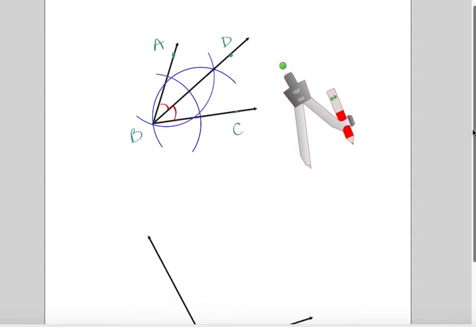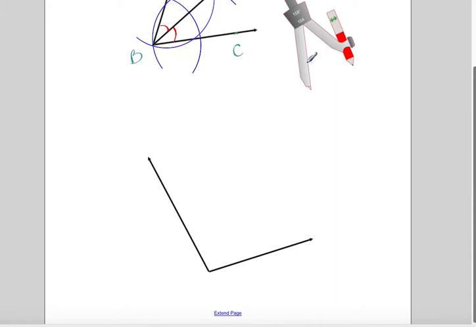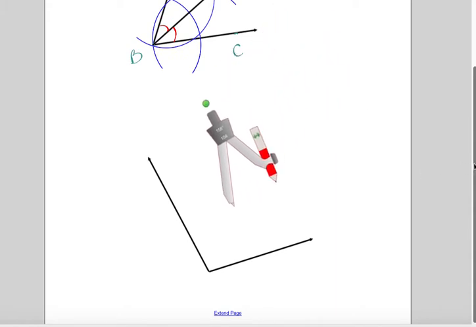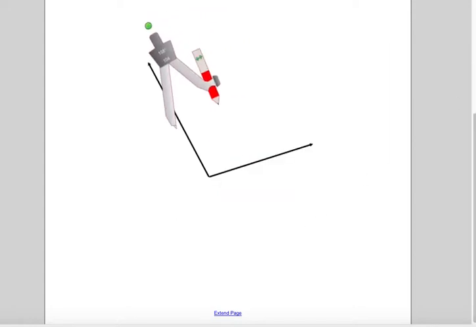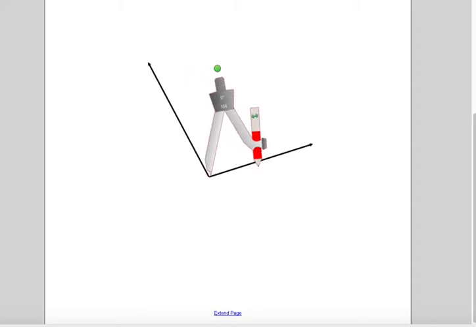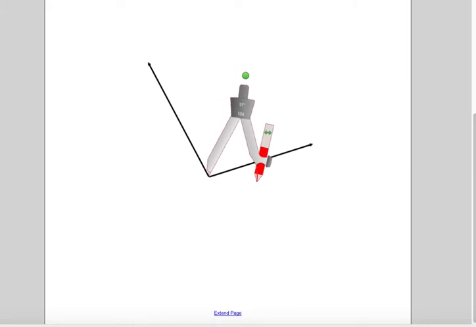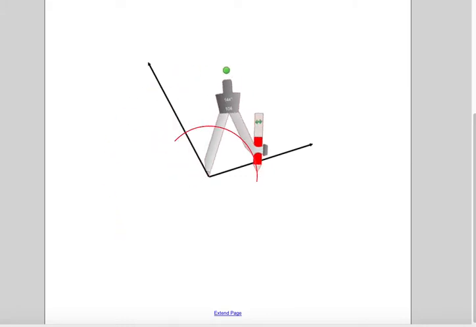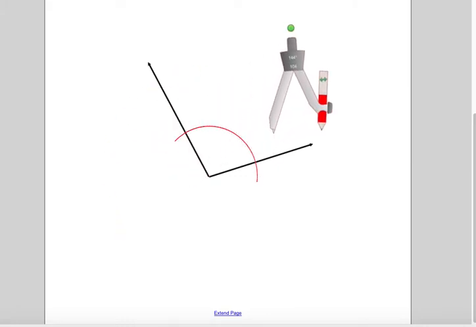So I'm going to go through those 3 steps again on this angle down here. Oh, there we go. I'm going to extend the page. Okay, so the first arc goes through the angle. The opening of the arc doesn't matter, really. It has to be shorter than the side of the angle. That's the important thing. There we go.